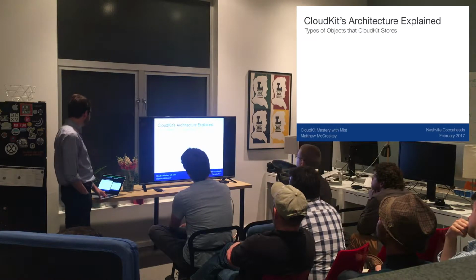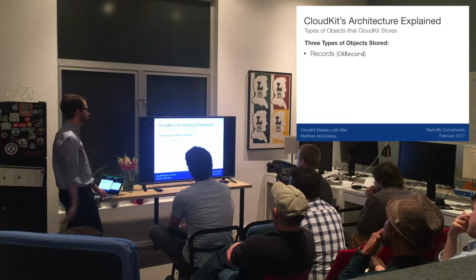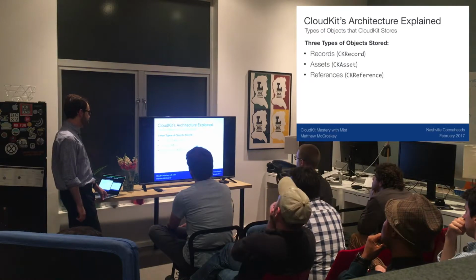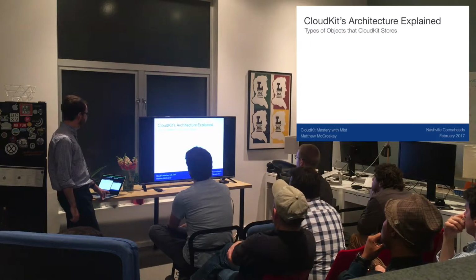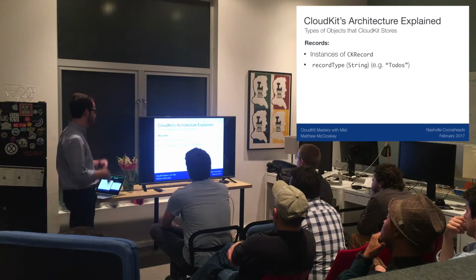So there's three types of objects that you can store. Records, which are instances of CKRecord, assets, instances of CKAsset, references, instances of CKReference. So I'll talk about each of those in a little bit more detail. Records, like I said, they're CKRecords. They have a whole bunch of properties, of course.